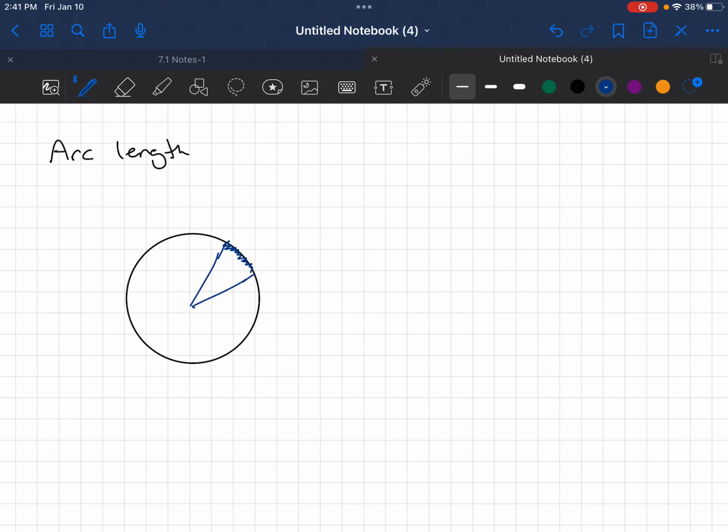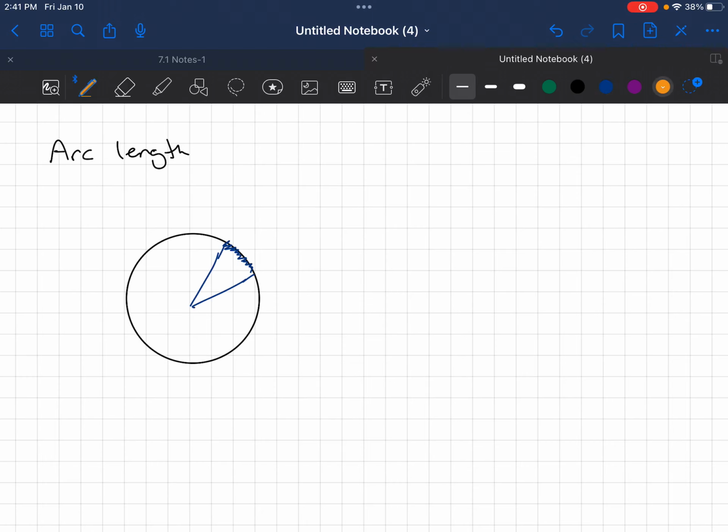two things. We're going to talk about the area inside that pie-shaped piece of the circle, and we want to be able to talk about the portion of the circumference of the total circle, represented as the edge of this piece of pie, which we call the arc length.